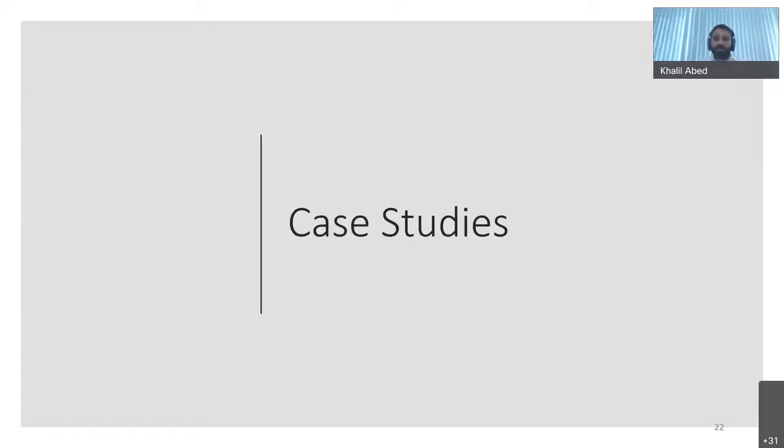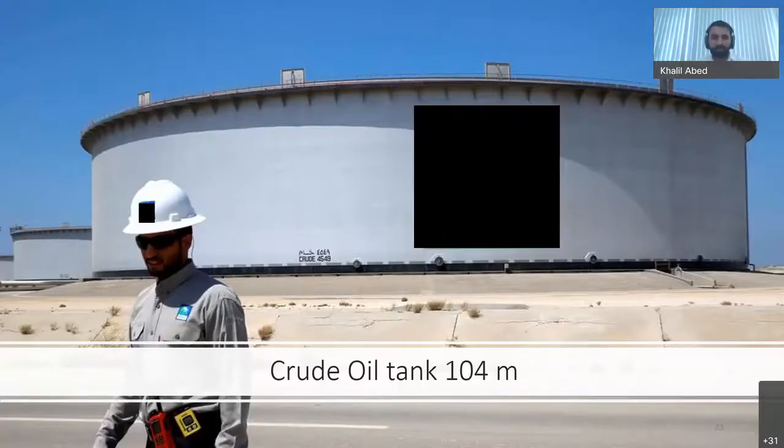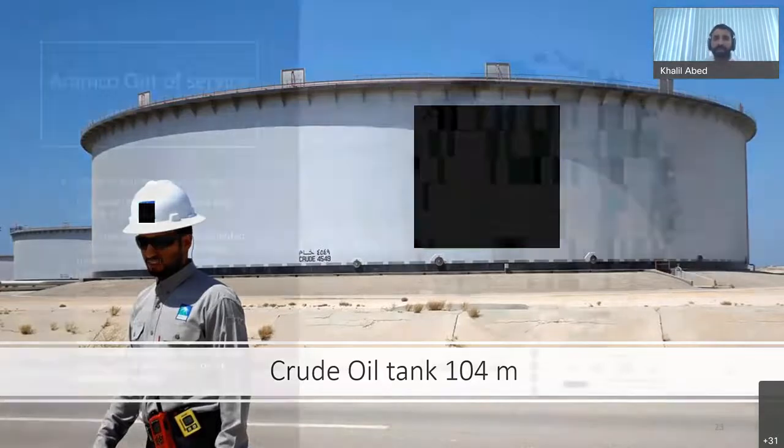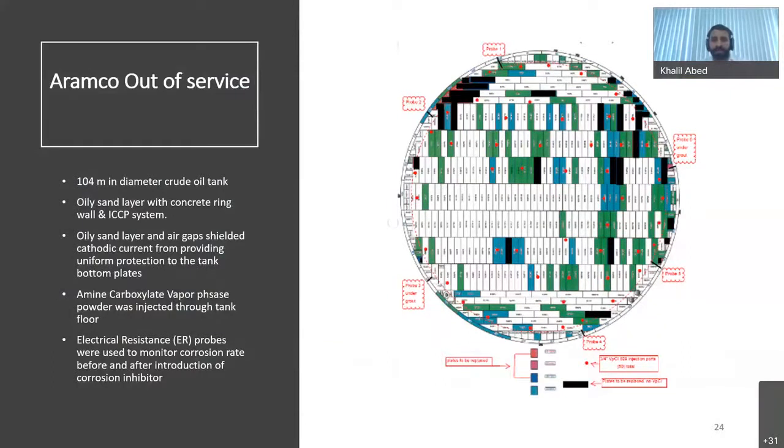In the next section, we will share with you some case studies where the vapor phase corrosion inhibitor solution was utilized. The first case study is for a crude oil tank, 104 meters in diameter, for a major oil and gas operating company in the Gulf region. The tank is, as I said, a crude oil tank, 104 meters in diameter, constructed on an oily sand layer with an impressed current cathodic protection system, also a distributed system.